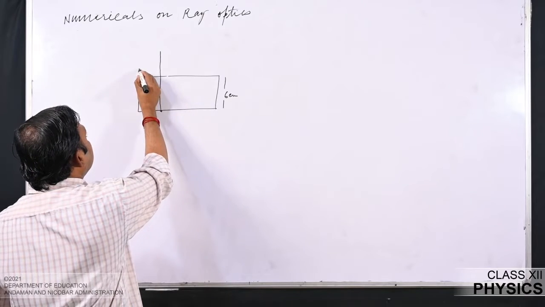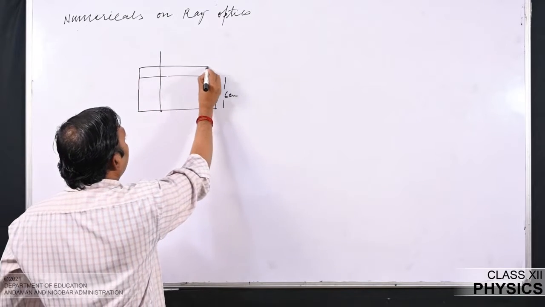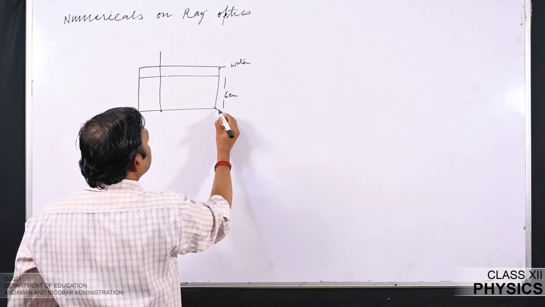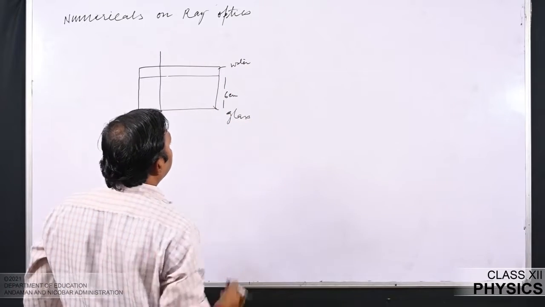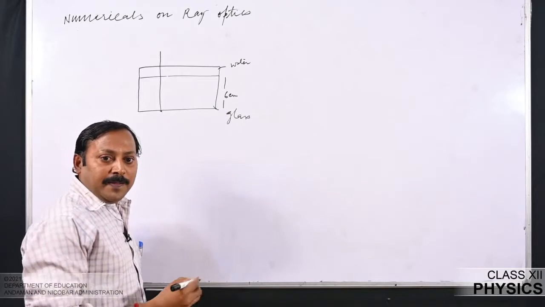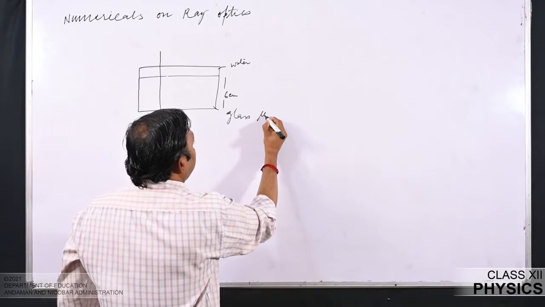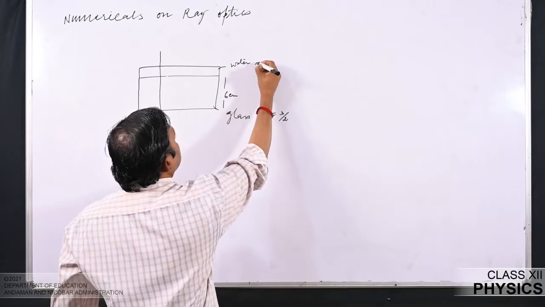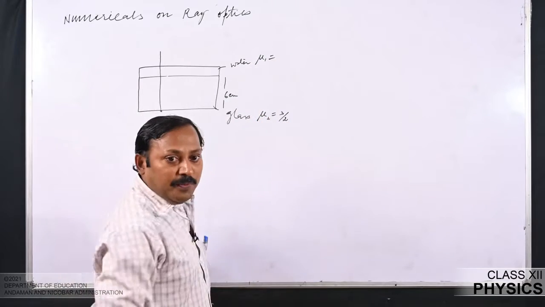Here we have another layer which is of water. So this is water and this one is glass. The refractive index of glass is given, which is 3 by 2. Refractive index of water is given, it is 4 by 3.